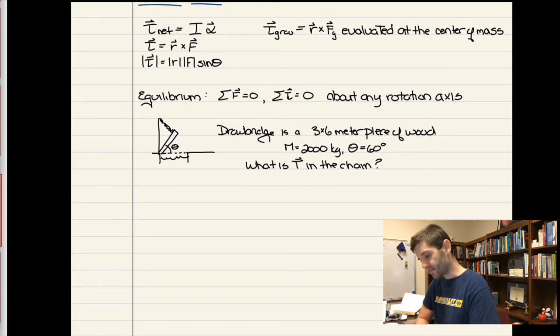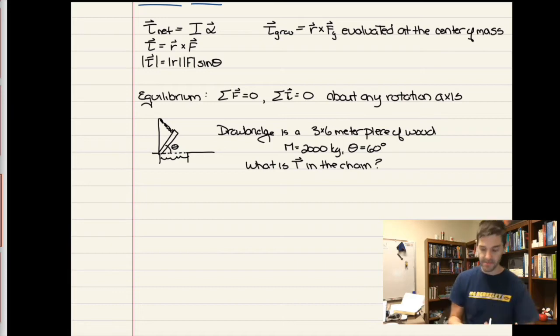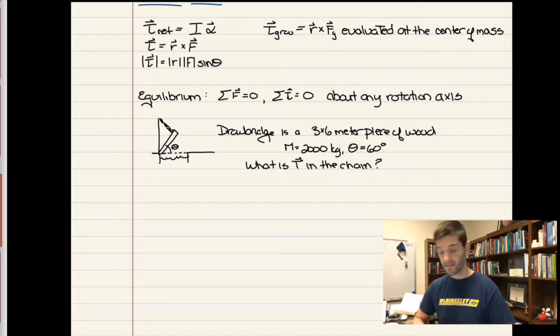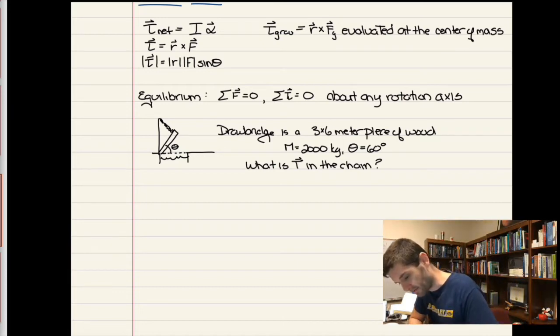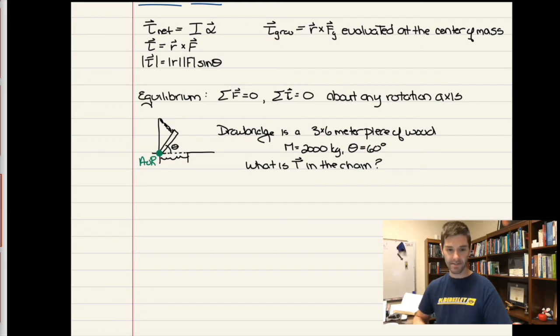So in this case, the first thing you would have to do is establish a rotational axis. You're going to measure all these torques from some rotational axis. Let's use the one that makes the most sense, as in the one that the drawbridge would actually rotate about if the chain were to disappear. So we'll call that point into and out of the screen the axis of rotation.